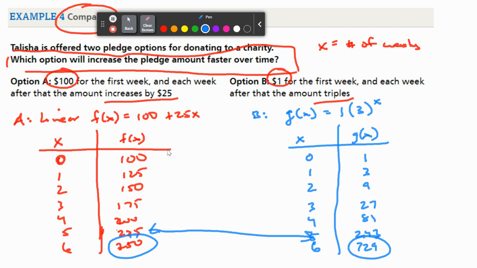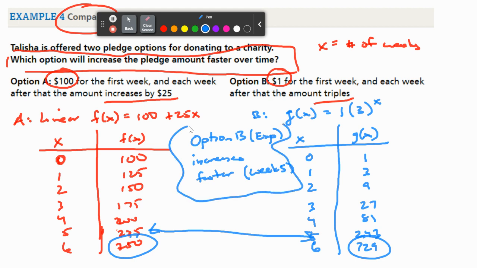So which option will increase the amount faster? It's the exponential, option B. So our answer here is option B. Option B, which was the exponential option, increases faster. And I'm going to put in parentheses week 5, because week 5 is when the exponential takes over from the linear.